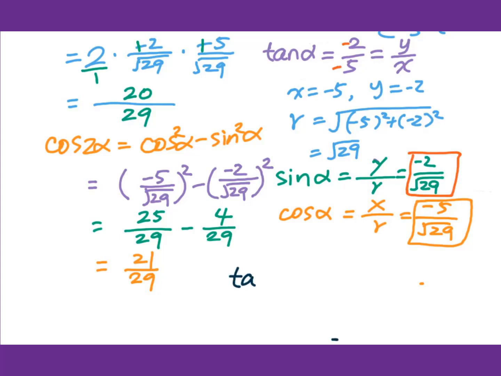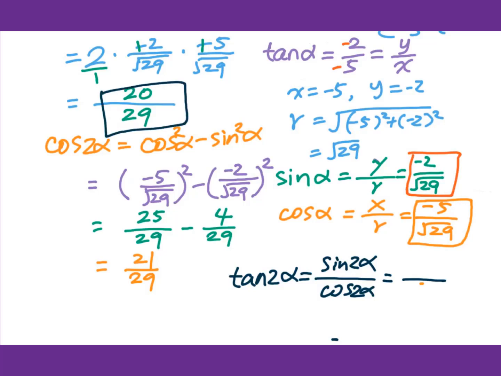For tangent 2 alpha equals sine 2 alpha over cosine 2 alpha. Sine 2 alpha, that's 20 over 29. For cosine 2 alpha, that is 21 over 29. Same denominator, you can reduce, so you got 20 over 21.